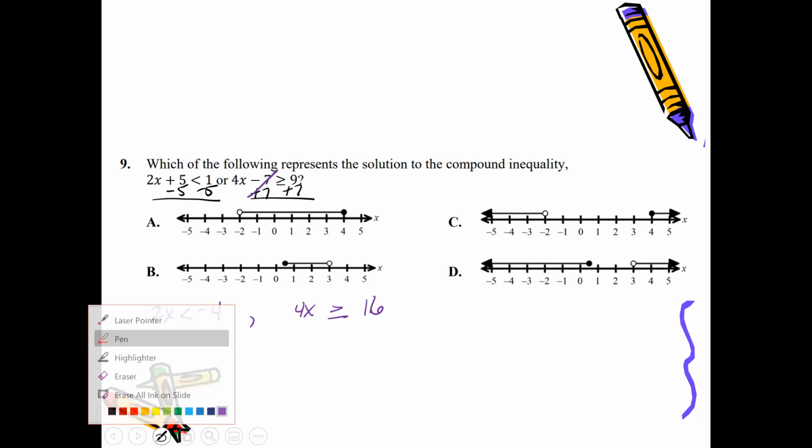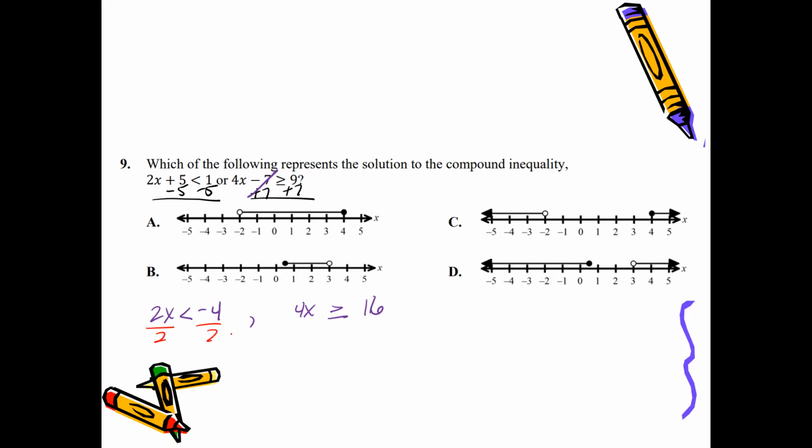Okay, so then I'm going to go ahead and divide the 2 and then divide the 4 on everything, which gives me the answer that the 2 cancels. X is less than -4. That's my first answer. And then my second answer is X is greater than or equal to +4. That's my second answer.